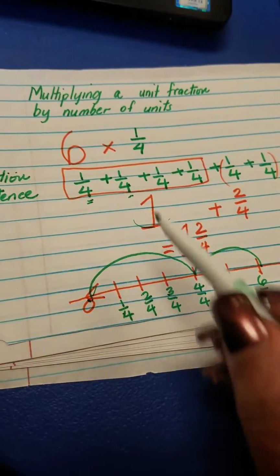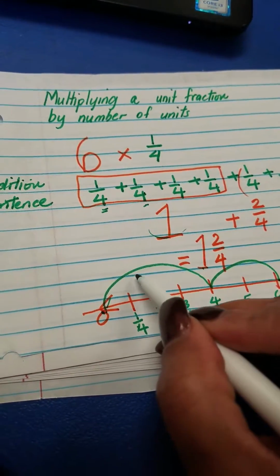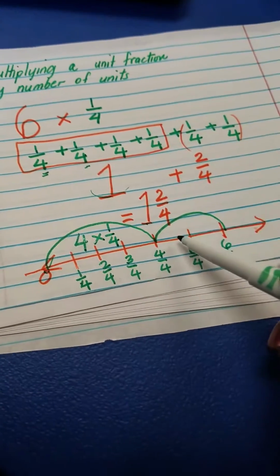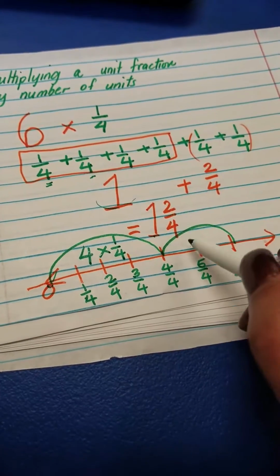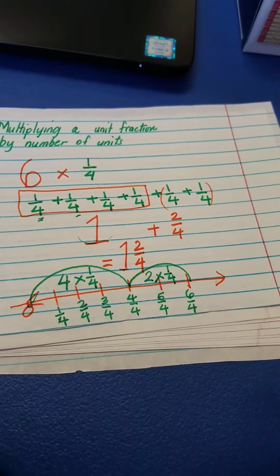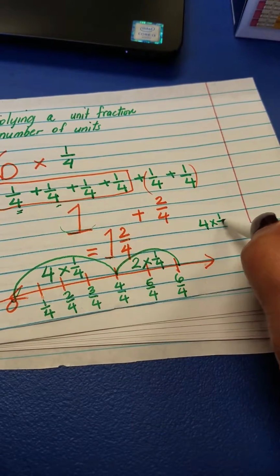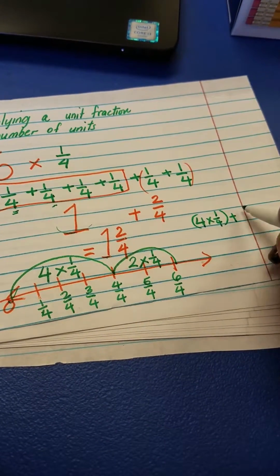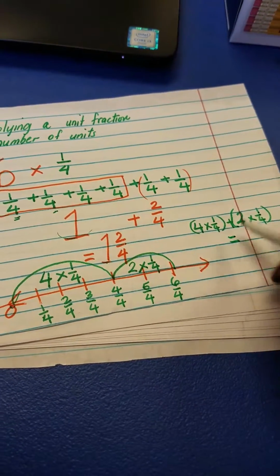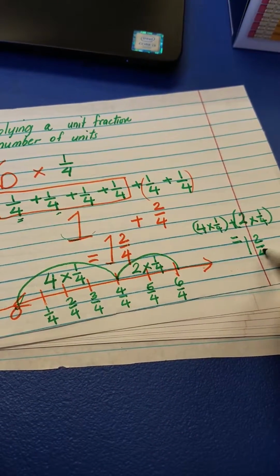Now how would I name this jump? Well, how many 1/4 are here? I have 1, 2, 3, 4 1/4. So I did 4 times 1/4. And here, how many did I have? 2 times 1/4. So I could also say that 4 times 1/4 plus 2 times 1/4 will be equal to, and what was my answer? 1 2/4.